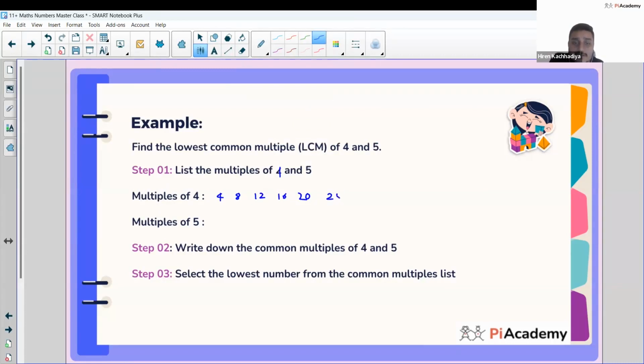So at least write some of the multiples. So at the end, you will find something common in between them. Okay, so 32, 36, and up to 40, I will write.